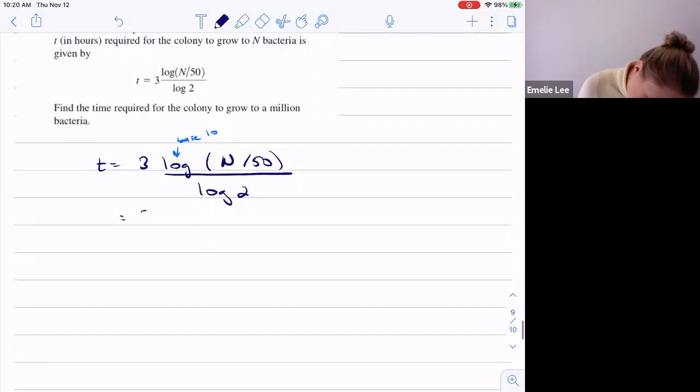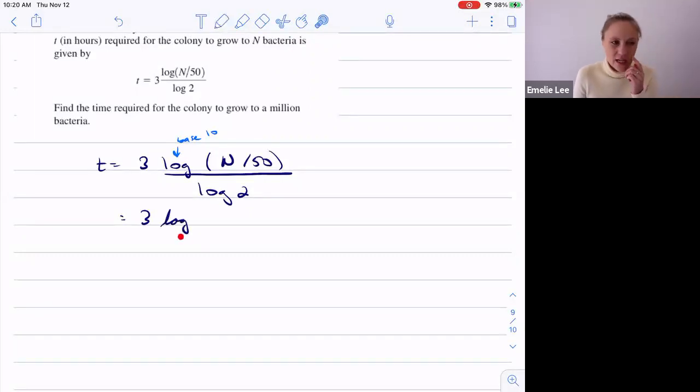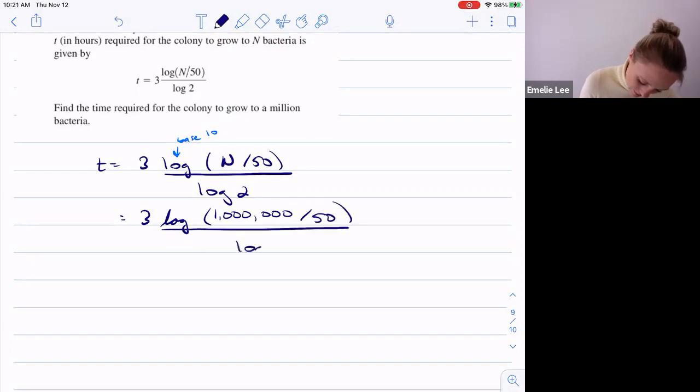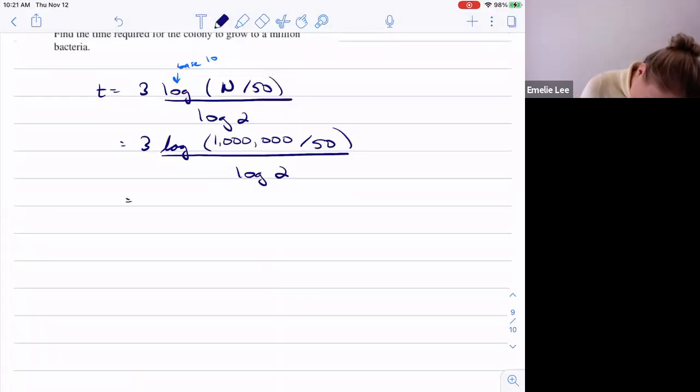And so we get 3 times the log 1,000,000, so 1, 0, 0, 0, 1, 0, 0. Okay, divided by 50, all divided by the log base 10 of 2. First thing we're going to do is we're going to simplify this 1,000,000 divided by 50, right? Because that's what I'm taking the log of. So here we go. Make sure you get all your zeros. 1, 2, 3, 1, 2, 3, divided by 50. I get 20,000. 3 times the log of 20,000 divided by the log of 2.